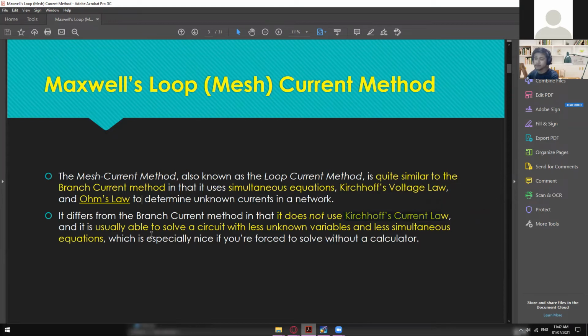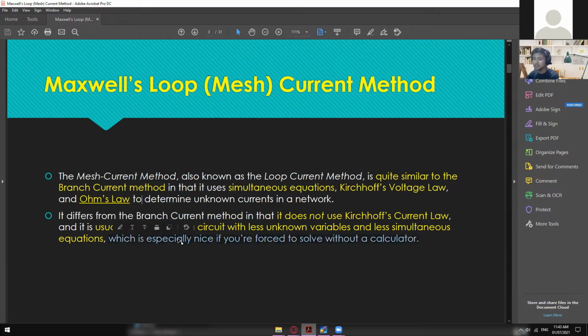And it is usually able to solve a circuit with fewer unknown variables and fewer simultaneous equations. So as you guys can see right here, you already know that this is much better. It's a lot easier, a lot faster than using Kirchhoff's law. For example, instead of having five equations in Kirchhoff's law, in Maxwell's method you will only have three equations. Of course, solving three unknowns is better than solving five unknowns, which is especially nice if you're forced to solve without a calculator.